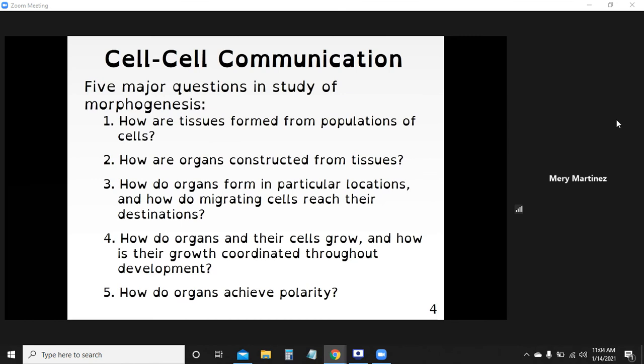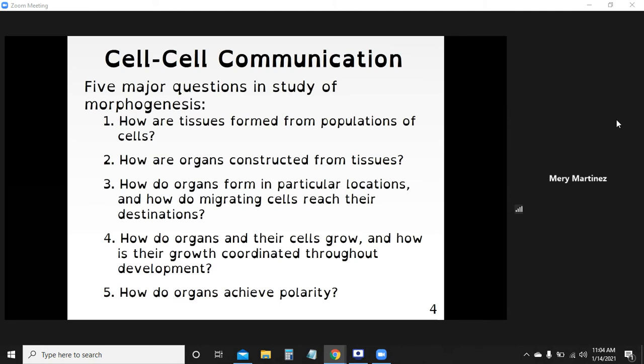Number 4 is, how do organs and their cells grow, and how is their growth coordinated through development? For example, what controls the rate of mitosis in the intestine? If the intestine generates more cells than it should, it could produce tuberous outgrowths, right? And we know that the epithelium of the intestine is renewing constantly because there is a lot of abrasion, but that is very well coordinated.